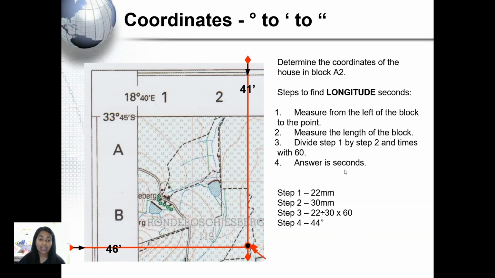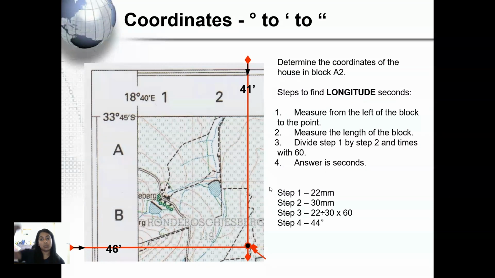Right, now let's have a look at our longitude. So now we're looking at our longitude lines, these guys over here. And it is between 18 degrees and 40 minutes and 18 degrees 41 minutes. And we always choose the smaller numbers, so we're going to go with 18 degrees and 40 minutes. But now we're going to work out our seconds.